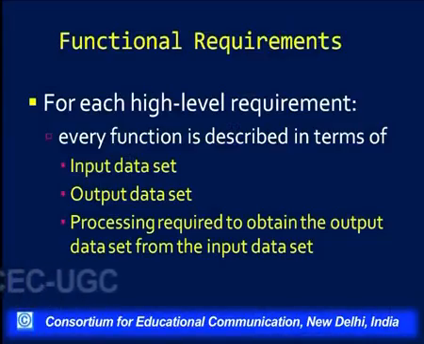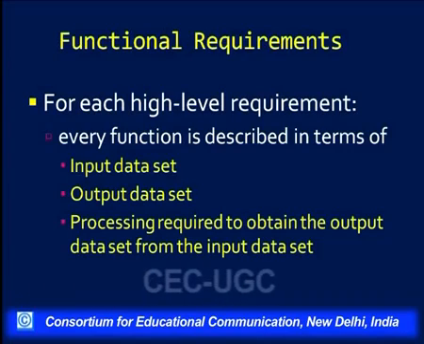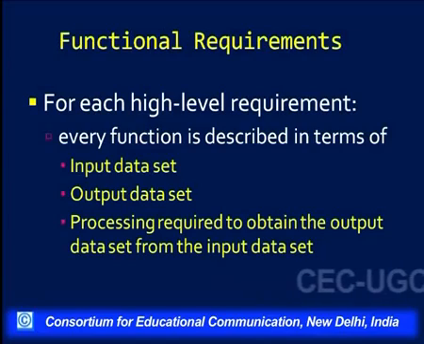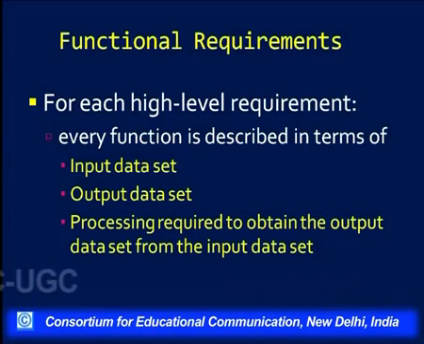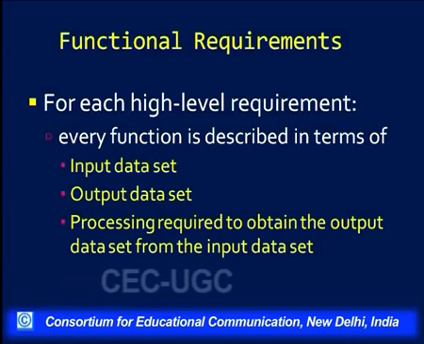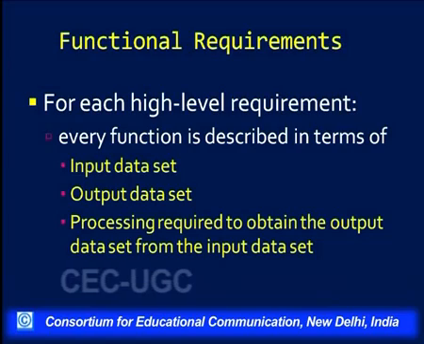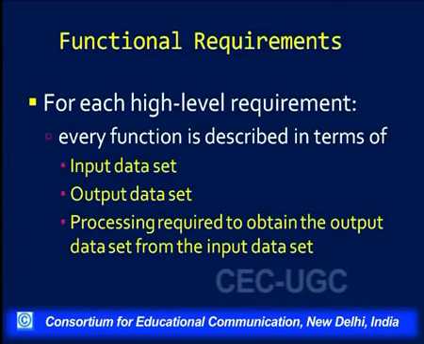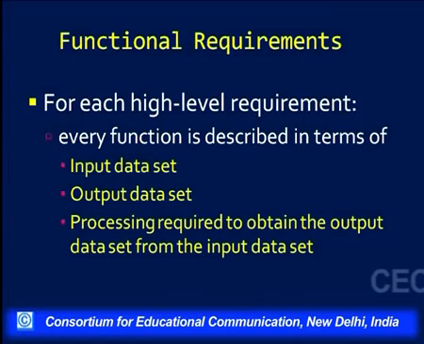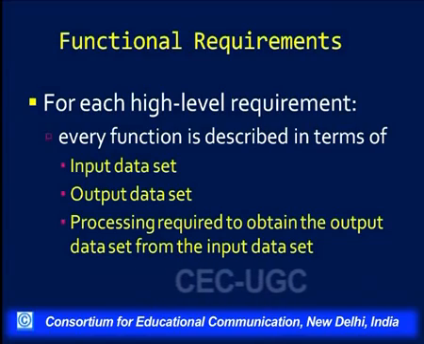So for each high level requirement, every function is described in terms of the input data set, the output data set, and the processing required to obtain the output data set from the input data set. So it only talks about the transformation of the input to the output, and what manipulation or processing the data will undergo as a part of the entire software program. These requirements are very clearly defined, and there is very little ambiguity in them, because, as we are saying again and again, these are user specified requirements.